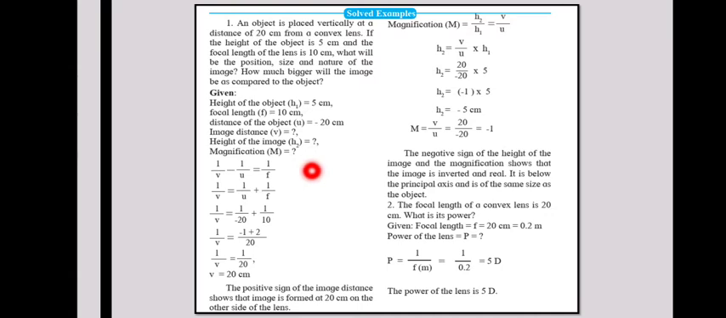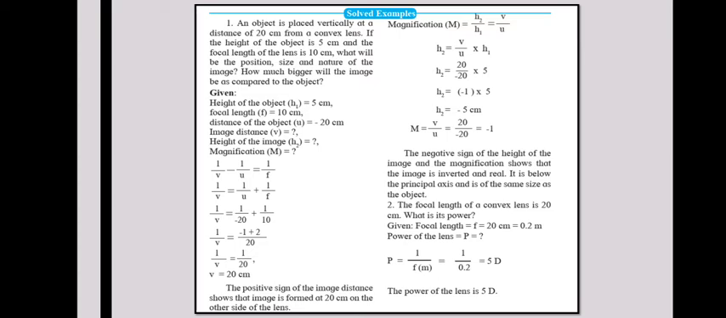1 upon v minus 1 upon u is equal to 1 upon f. Just by changing the side, you get 1 upon v is equal to 1 upon u plus 1 upon f. Putting the values, you will get 1 upon minus 20 plus 1 upon 10. Just taking the LCM, you will get minus 1 plus 2 upon 20. So what you are getting, 1 upon v is equal to 1 upon 20. So v will become 20 centimeter. Followed, students? What does v become? 20 centimeter.